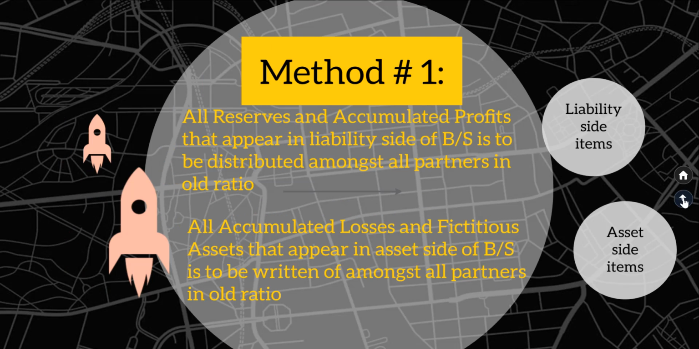So these are the two separate journal entries, one for the liability side items and the second one for the asset side items.